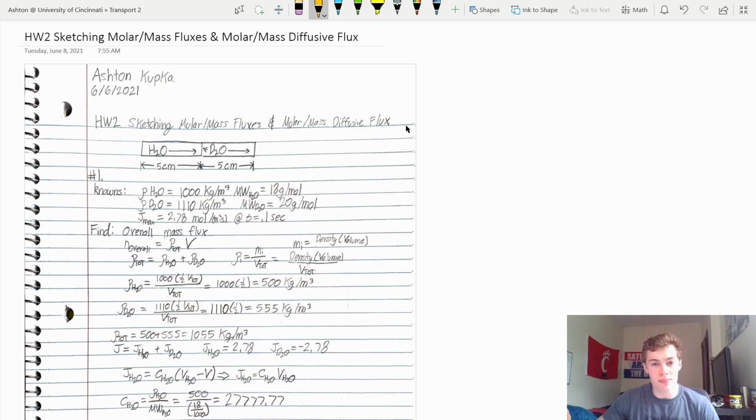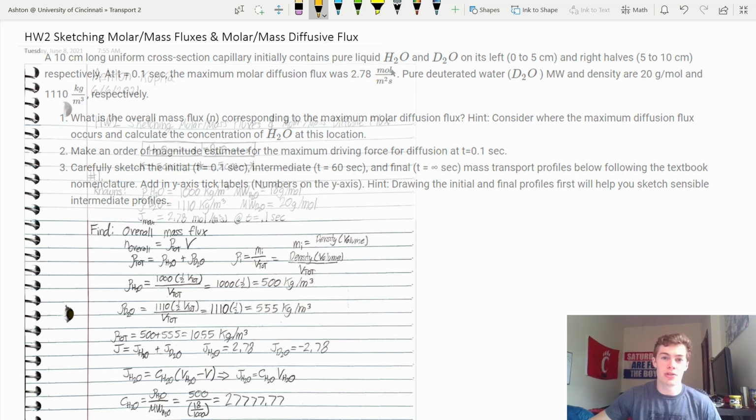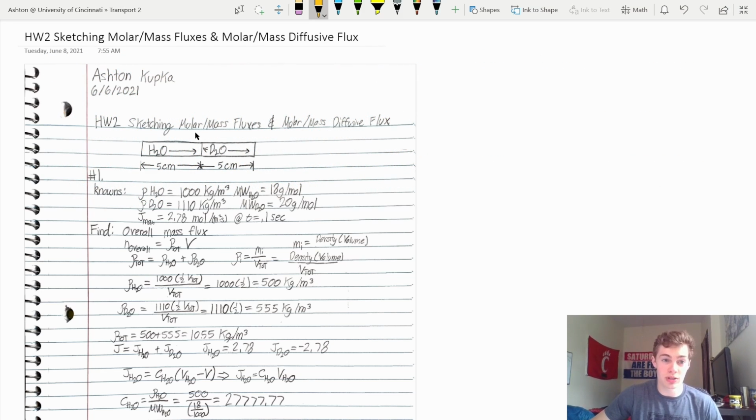Anyways, I'm going to post the question up here, so if you guys want to take a second, pause, write down all your knowns and everything like that, and now let's get into it. So first what I did was I drew a picture. So we know that we have a capillary tube and that it's 10 centimeters long, and half of it, so 5 centimeters, is filled with H2O, while the other half, the right side I'm calling it, is filled with D2O.